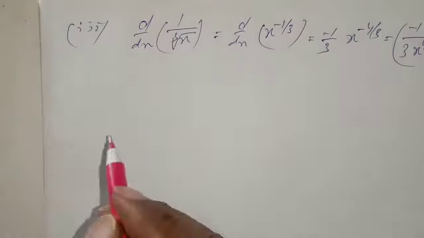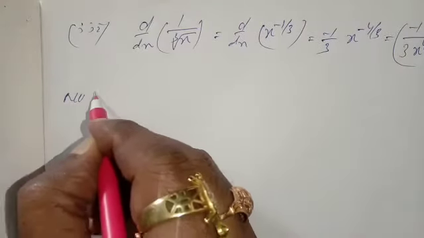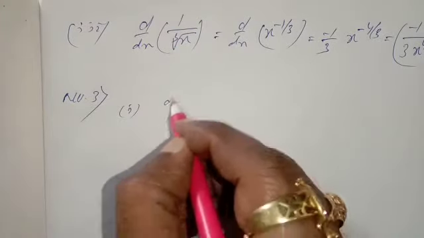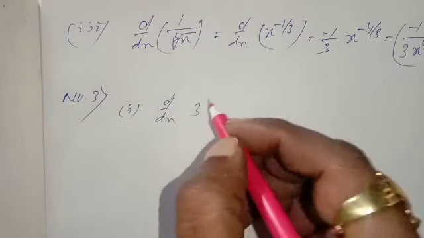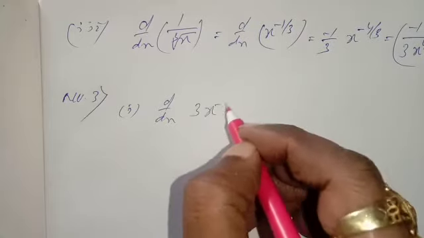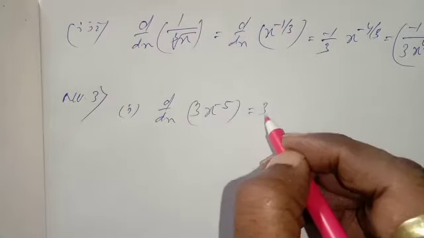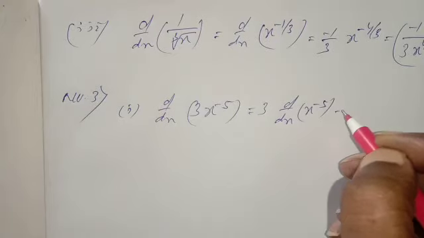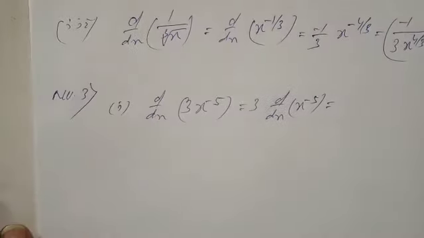Number 3. Question given, first part: d by dx of 3x to the power minus 5. That means 3 will go outside as the coefficient, d by dx of x to the power minus 5. What will this give? Tell me.